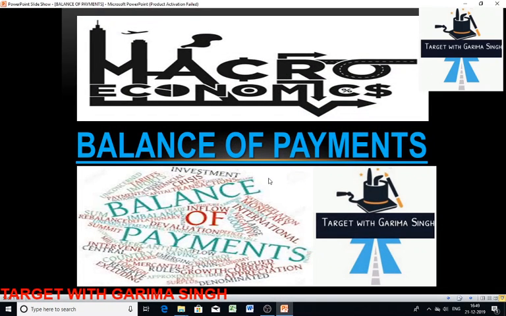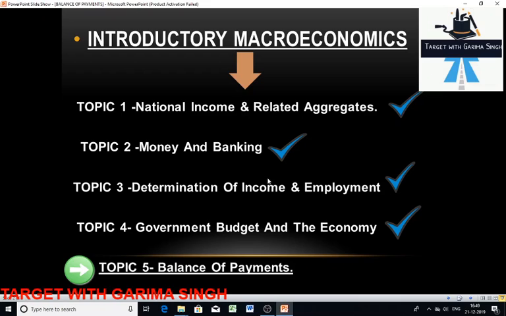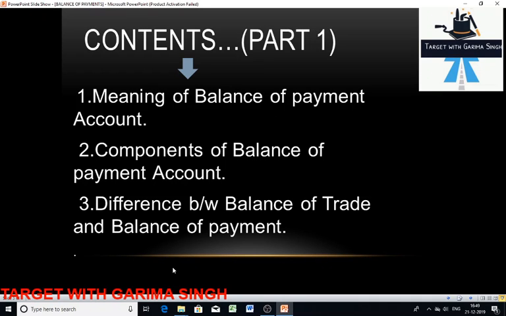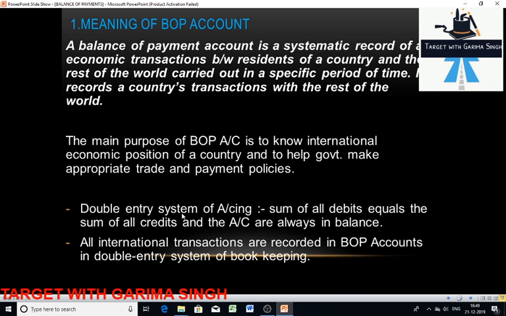Today I'm going to discuss the topic balance of payment. This is going to be the fifth topic of macroeconomics. I have discussed the above four along with their questions. Today I'm going to discuss the first part of this topic, where I discuss the meaning of balance of payment, its components, and how it is different from balance of trade.